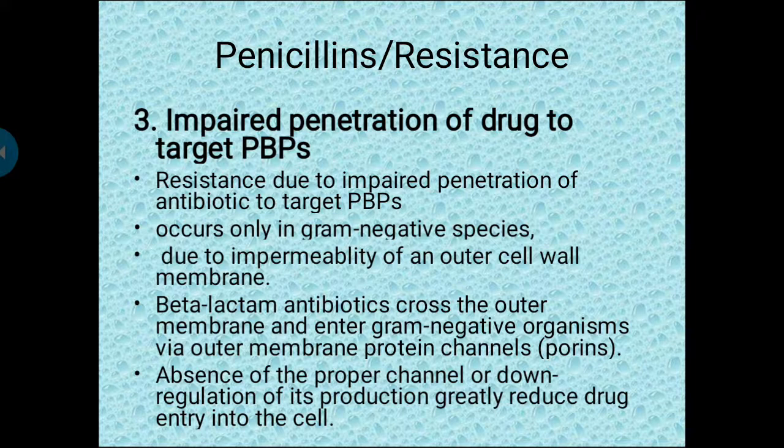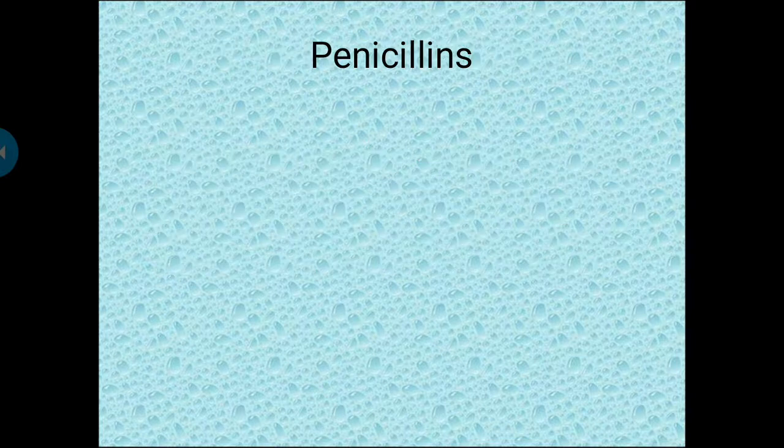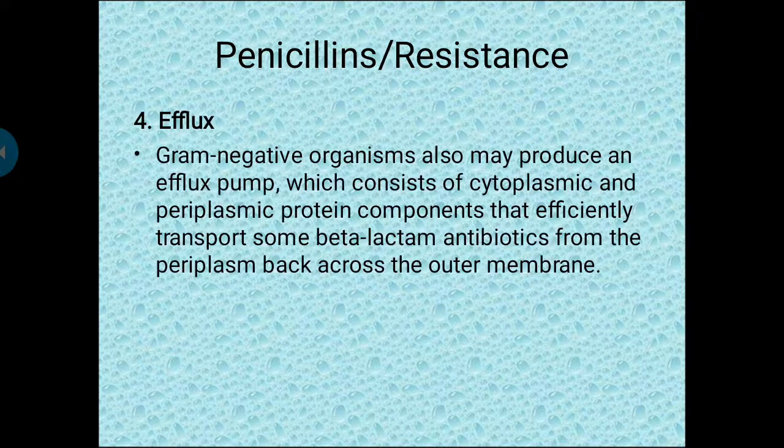So remember, staphylococci can have both mechanisms: production of penicillinase as well as production of the altered penicillin binding protein. Pseudomonas has another mechanism, that is alteration or less expression of the protein channel so that penicillin cannot enter. And also efflux: gram-negative organisms may produce an efflux pump which consists of cytoplasmic and periplasmic protein components that efficiently transport some beta-lactam antibiotics from the periplasm back across the outer membrane. So the drugs remain inactive. They are made to exit even before their action.